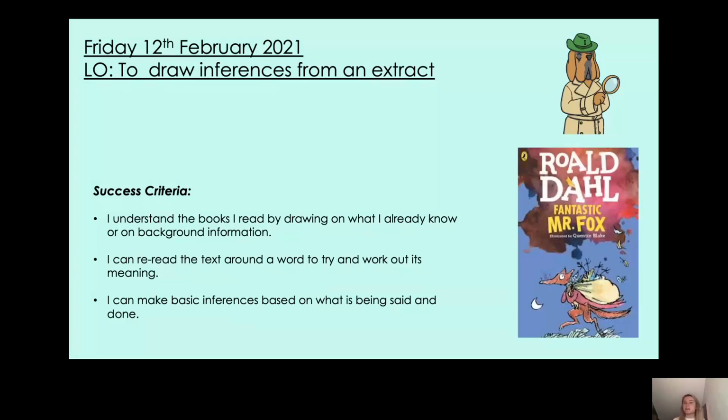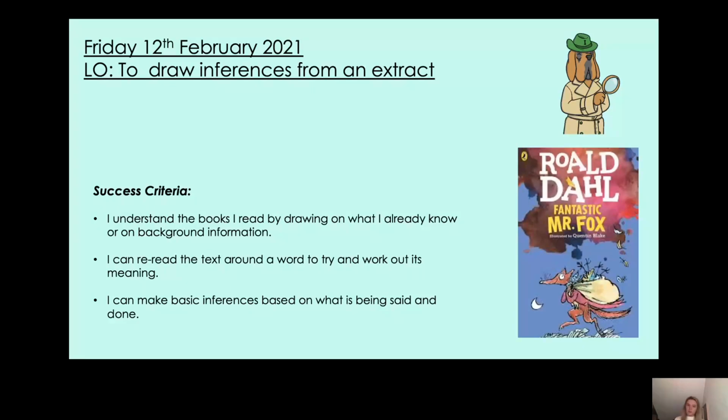Now, can you see he's got his magnifying glass? That is because he's a detective. And when we use the reading skill inference, we act like detectives too, because we look for clues in the text. Now, again, like every other lesson, we're also going to be looking at some vocabulary.